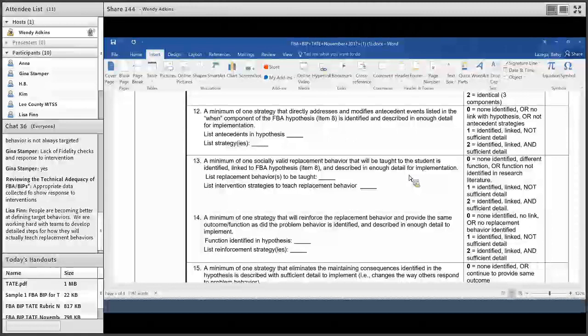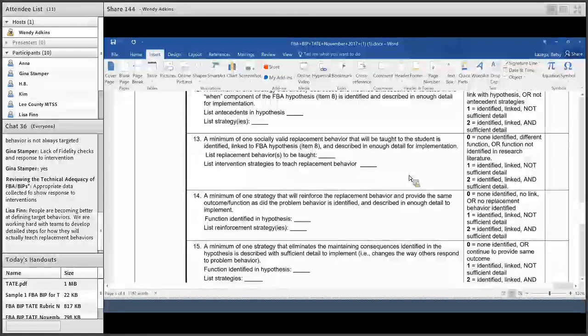And then the second part of it is, did they describe that intervention in enough detail that you could go in and do that intervention with that student? We like to say task analysis, but it doesn't have to be a task analysis. It just has to be enough of a description so that a teacher or any adult or a peer even could go and do that intervention. So to get a 2, you have to not only have a link to the hypothesis, you also have to have a detail of how to do the strategy.